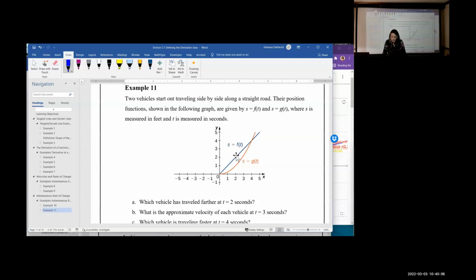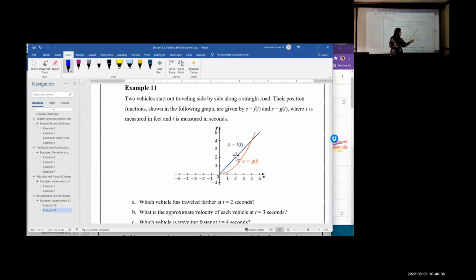Okay, looking at this example, we have two vehicles starting out traveling side by side along a straight road, and their position functions in the graph are given by f of t and g of t. F of t is the dark blue, and g of t is this orange-red color that we have here. S, the distance, is measured in feet, and t is measured in seconds. We want to know which vehicle has traveled farther at 2 seconds.